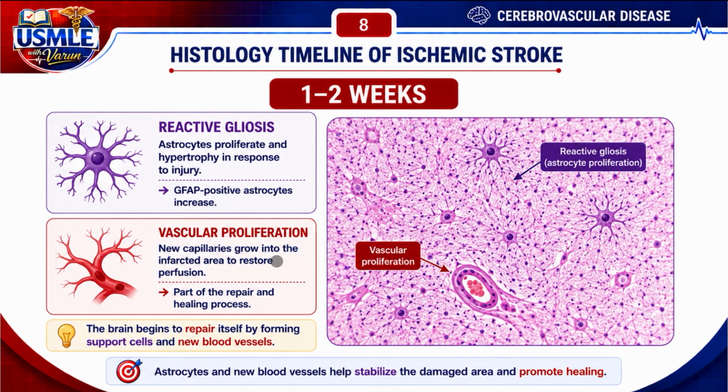New capillaries grow into the infarcted area to restore perfusion. So, part of the repair and healing process mostly occurs in the 1 to 2 weeks timeline. This is the brain that's attempting to heal. The brain begins to repair itself by forming support cells, astrocytes, and new blood vessels.